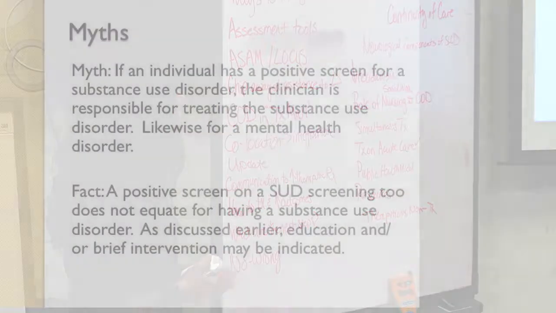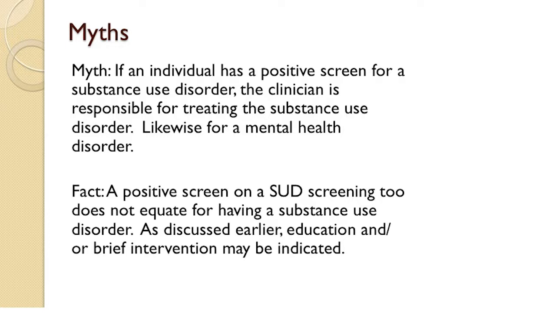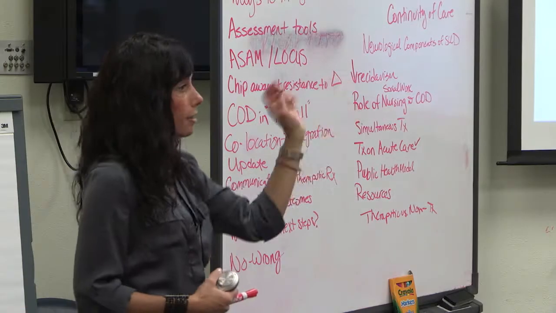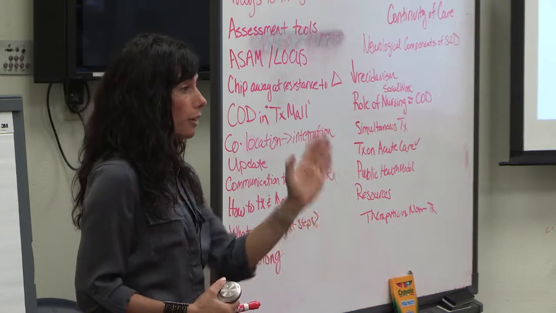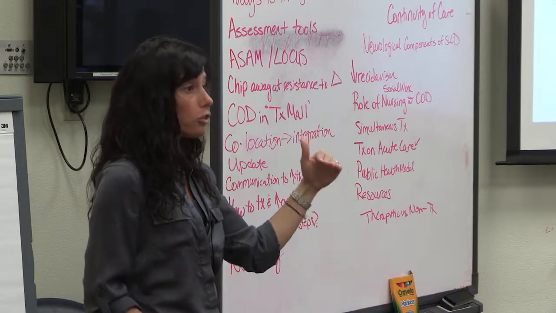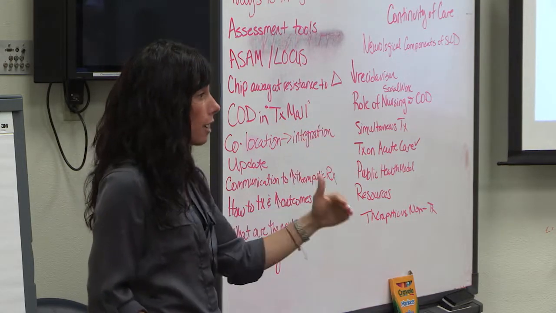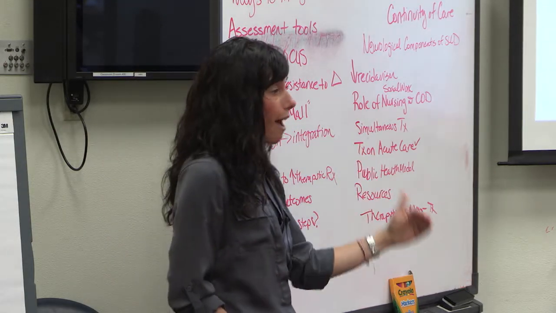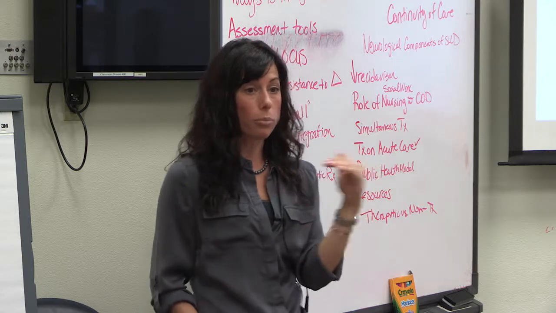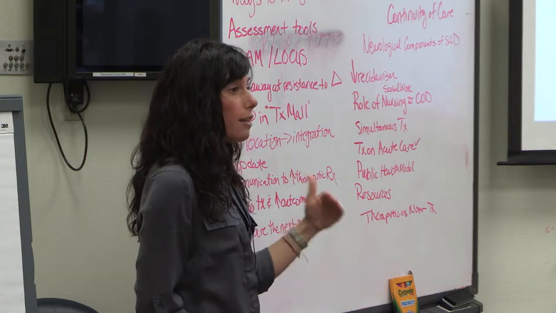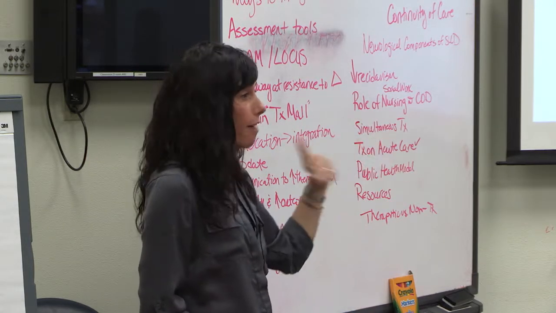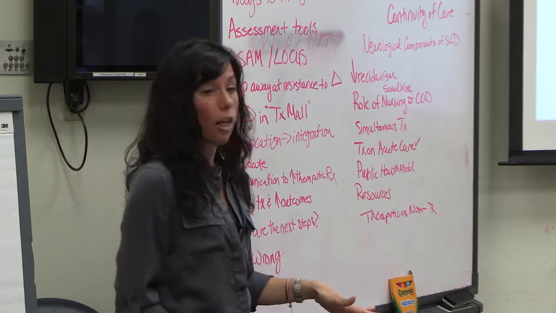Myth: if an individual has a positive screen for a substance use disorder, the clinician is responsible for treating the substance use disorder. Likewise for a mental health disorder. So we talked about this myth earlier, where everybody was saying, if I have to screen for it, then I have to treat it. And that's not necessarily true, because if you can coordinate treatment under the care of another professional, that can go on your treatment plan. So if you screen and you detect and you diagnose that there is a substance use disorder, and you have adequately linked and are coordinating care with another professional, because maybe it is outside of your scope, that's sufficient to have on a treatment plan, because at least you've acknowledged it. It's much better than having it on the axes and not having it addressed at all on a treatment plan.